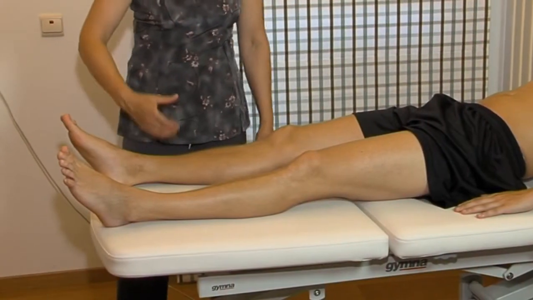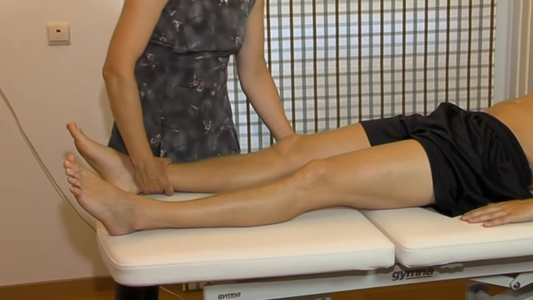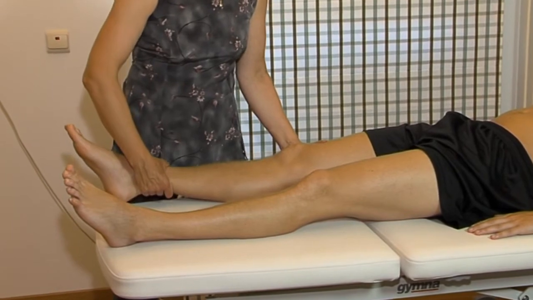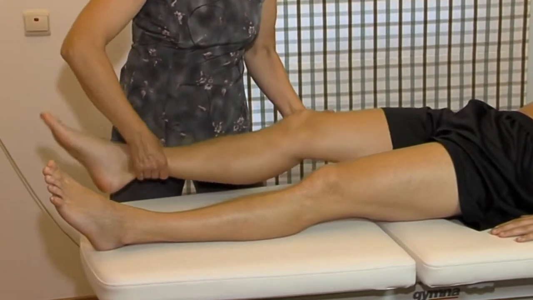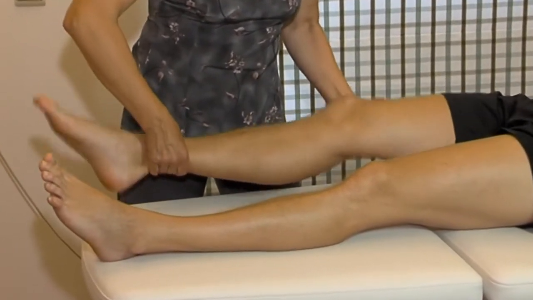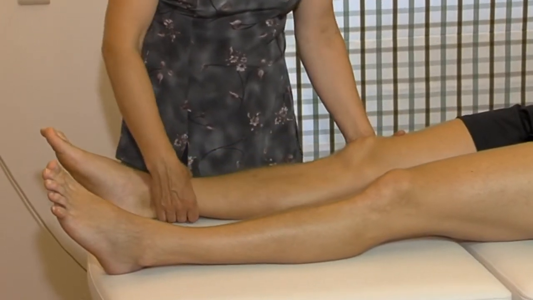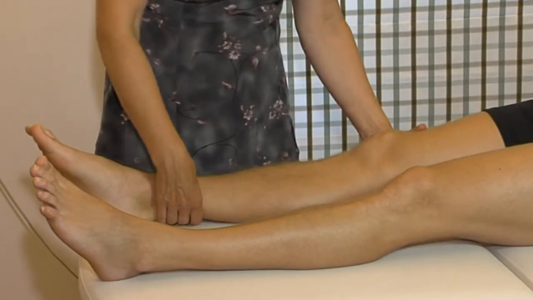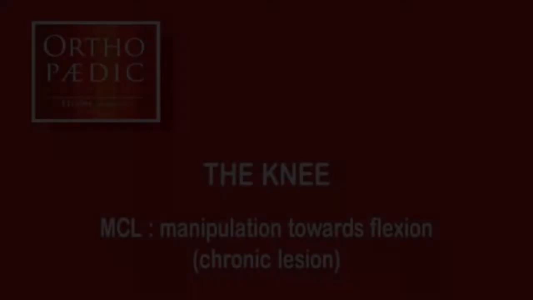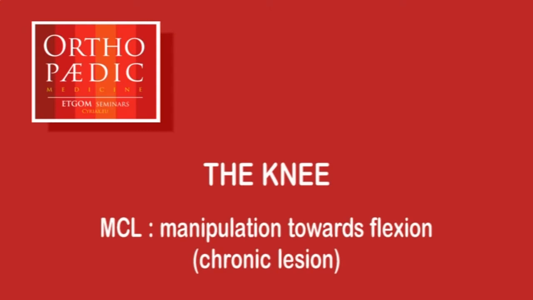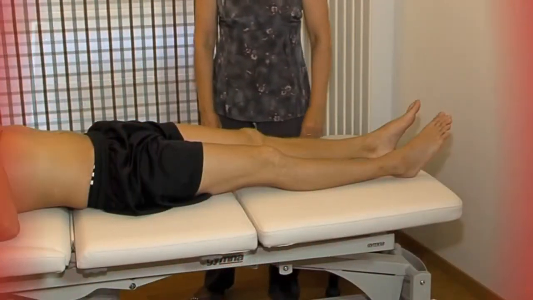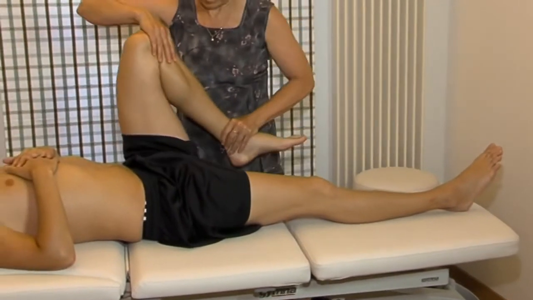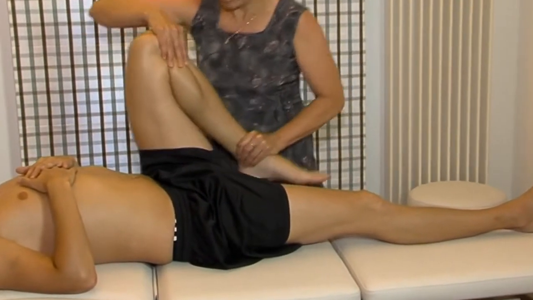One hand is placed just proximal to the foot, the other just proximal to the knee. Both thumbs face anteriorly. The knee hand performs a preliminary flexion-extension movement, which is followed by a high-velocity, small-amplitude thrust with both hands towards extension. A few preliminary flexion movements, followed by a thrust towards flexion, thus breaking down the adhesions.